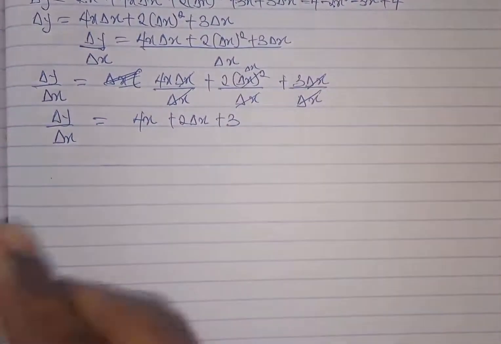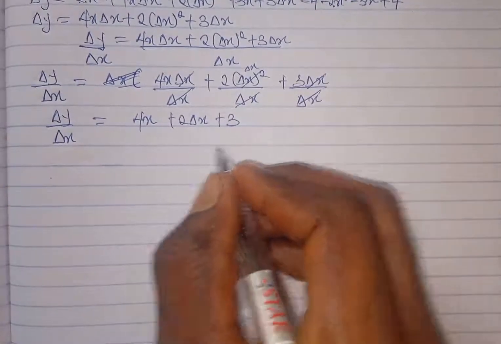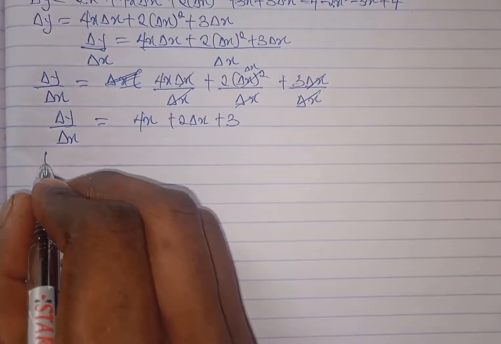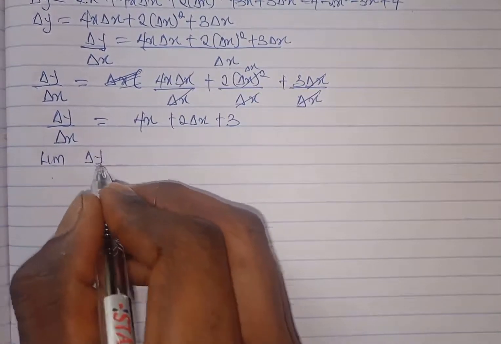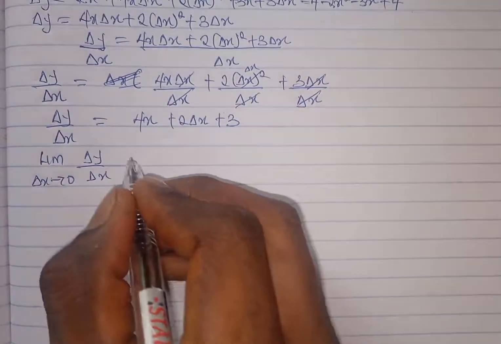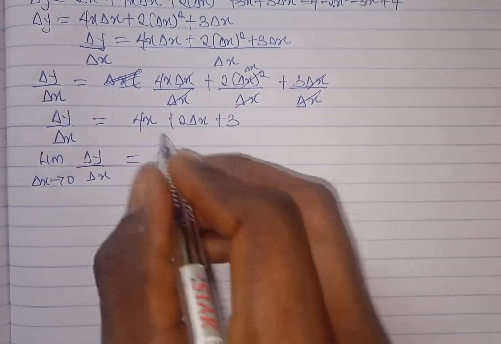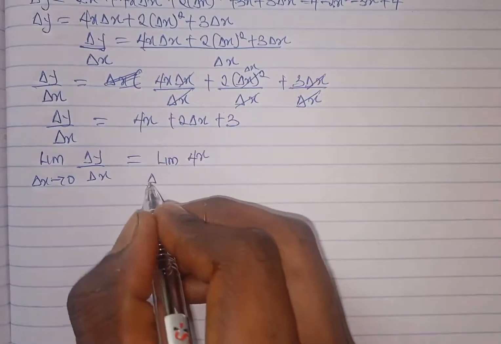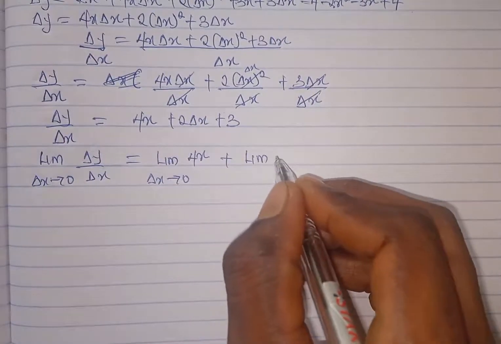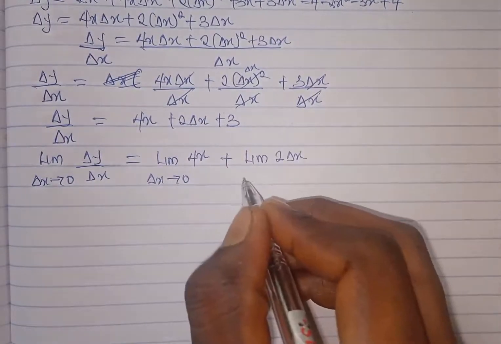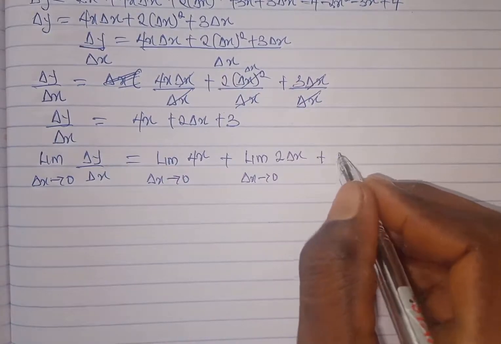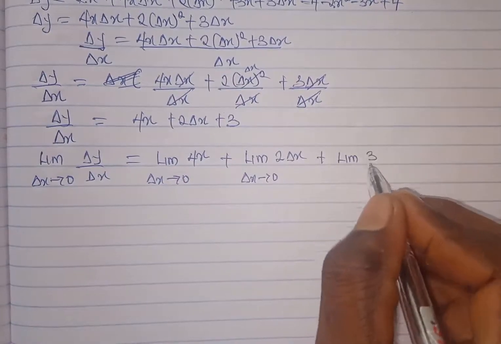At this junction, what you simply do is take the limit. You take the limit of everything. So in taking the limit, you say the limit of change in y over change in x as change in x approaches 0 is equal to the limit of 4x as change in x approaches 0, plus the limit of 2 change in x as change in x approaches 0, then plus the limit of 3 also.